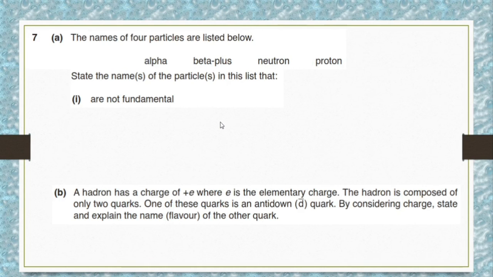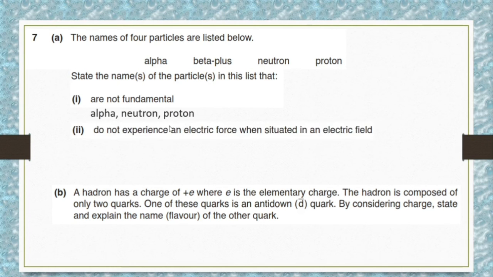Number 7, last number. The names of 4 particles are listed below: alpha, beta plus, neutron, and proton. State the names of the particles in this list that are not fundamental. They are alpha, neutron, and proton. They are not fundamental. Which particle does not experience an electric force when situated in an electric field? Of course, it will be neutron because it is neutral and does not have any charge. And which has the largest ratio of charge to mass? It is beta plus.